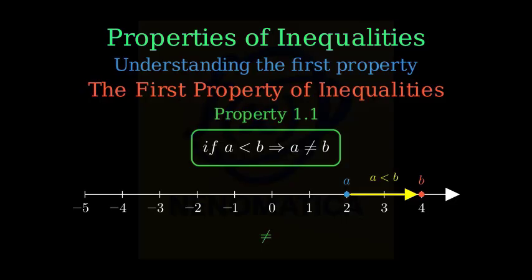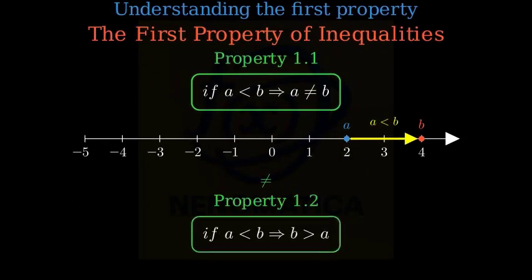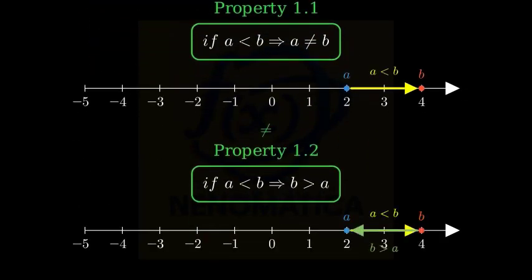The second rule states that if a is less than b, then b is greater than a. This rule shows the symmetry of the inequality relationship. It's like looking at the same relationship from two different perspectives. If 2 is less than 5, then 5 is greater than 2. The relationship between the numbers stays the same, but we're describing it from the opposite viewpoint.